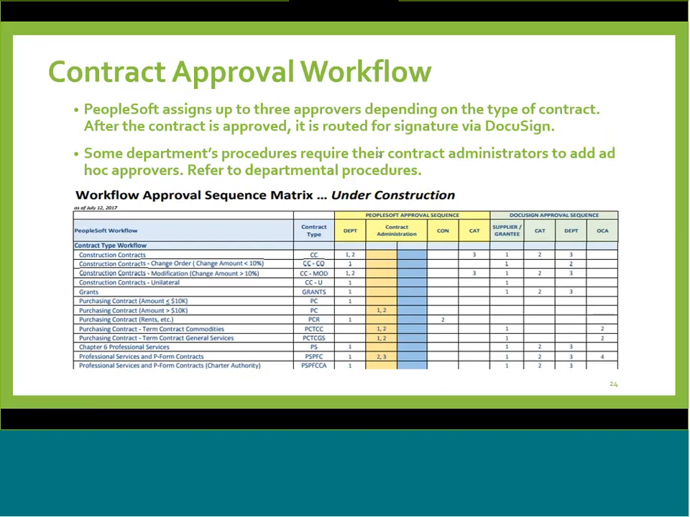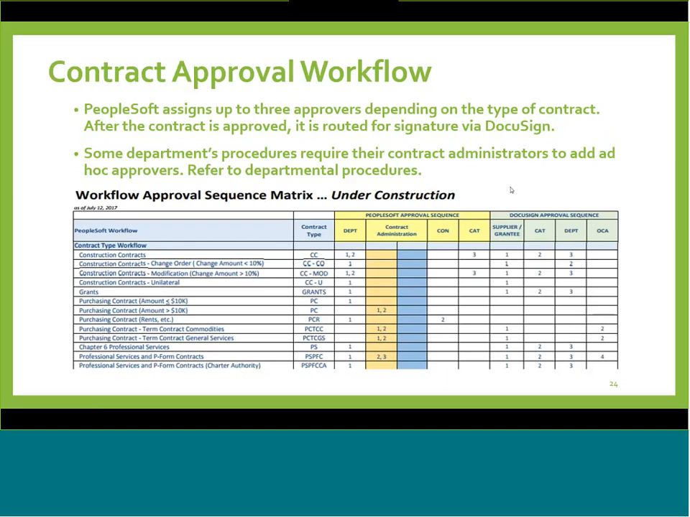Okay, so moving right along to contracts. Now we're getting a little more complicated. Yes. So we have up to 3 approvers depending on your type of contract. The approvals come first and then your DocuSign signatures.